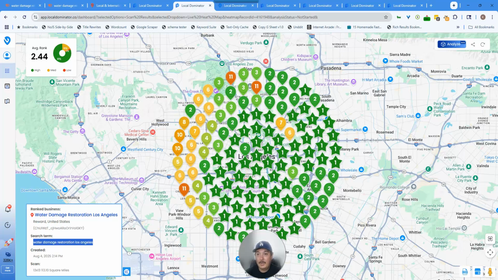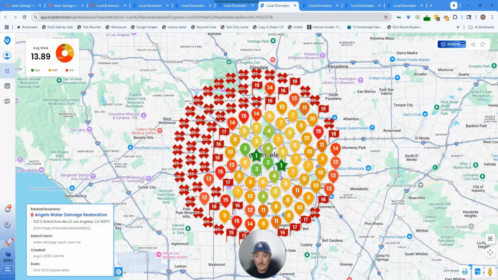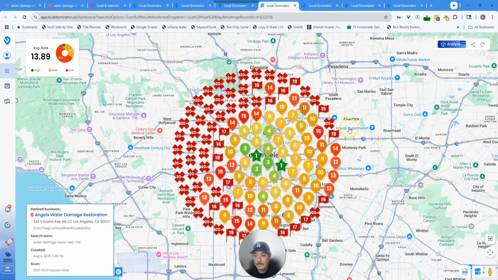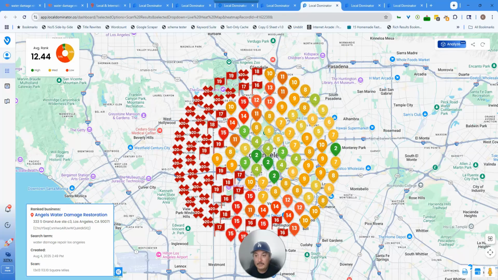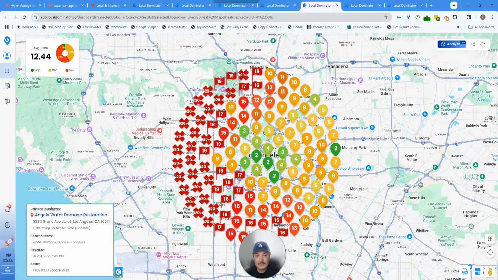So I want to show you other examples of this. So here is water damage repair near me and water damage repair Los Angeles. So you can see here how Los Angeles, 12.44, you can see how they've expanded their rankings here for the keyword Los Angeles. And near me, again, they are pretty much invisible. Even right here, you can see their rankings going down once you add in near me, because again, they don't know what they're doing, right? Water damage repair Los Angeles right here. That's the same one we looked at.